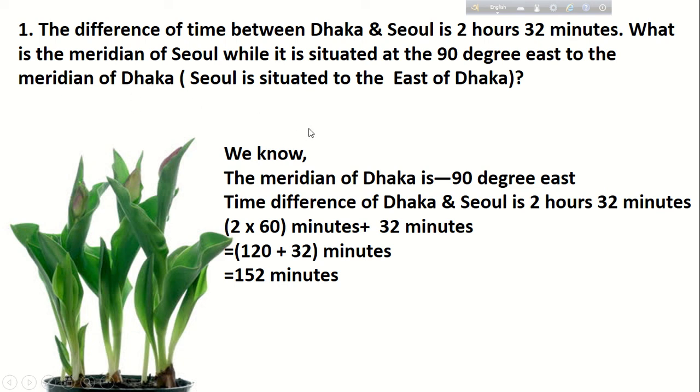So, Seoul is situated to the east of Dhaka, we know. From this mathematics here given, we know that the meridian of Dhaka is 90 degree east and the time difference of Dhaka and Seoul is 2 hours and 32 minutes. So, we will convert these hours into minutes. So, 2 into 60 minutes and plus 32 minutes, you will get 152 minutes.